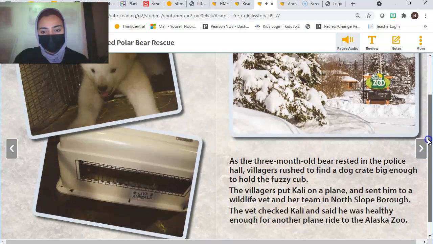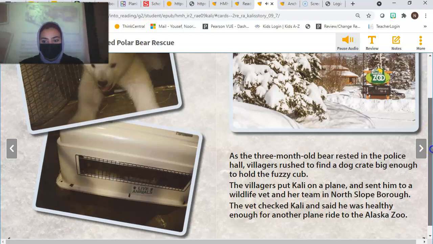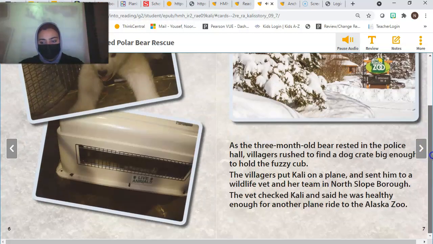As the 3-month-old bear rested in the police hall, villagers rushed to find a dog crate big enough to hold the fuzzy cub. The villagers put Cully on a plane and sent him to a wildlife vet and her team in North Slope Borough. The vet checked Cully and said he was healthy enough for another plane ride to the Alaska Zoo.